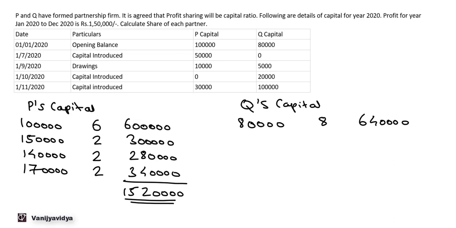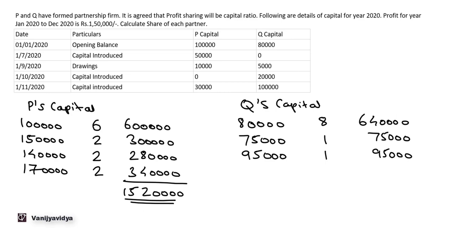Then on 1st September there was drawings of 5,000. So balance became 75,000. Now this 75,000 was there till 1st October 2020, so for 1 month. Then 20,000 was introduced on 1st October 2020. So the balance became 95,000. Now this 95,000 was there for 1 month, that is till 1st November 2020.